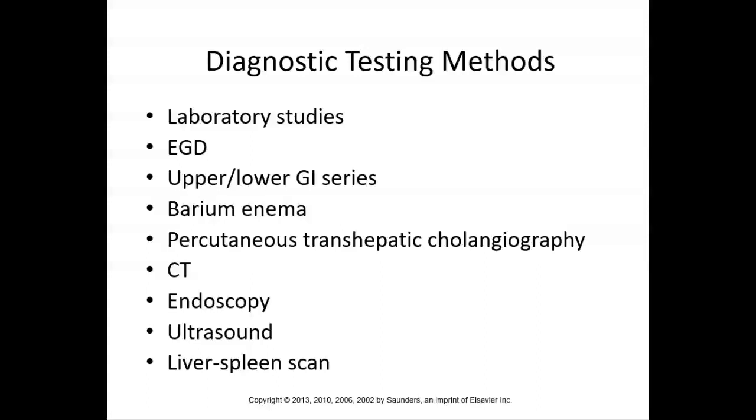Obviously, calcium and potassium, you should already know those. Albumin is one you need to know. The normal value is 3.5 to 5. A decreased value indicates possible hepatic disease, hepatic being liver, or malnutrition.